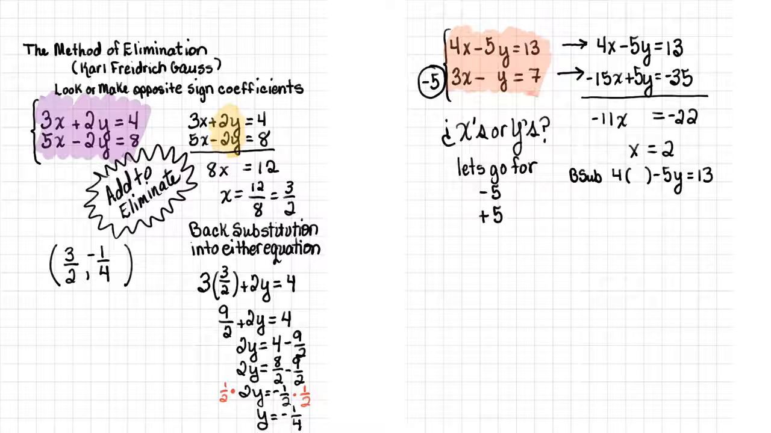You need to look for or make opposite sign coefficients. The whole thing is to either get rid of the x's or get rid of the y's by making an equivalent equation. And then what you're going to do is add them together to eliminate.